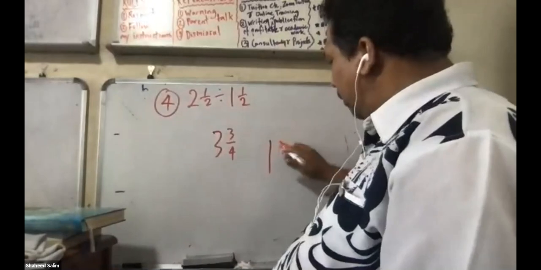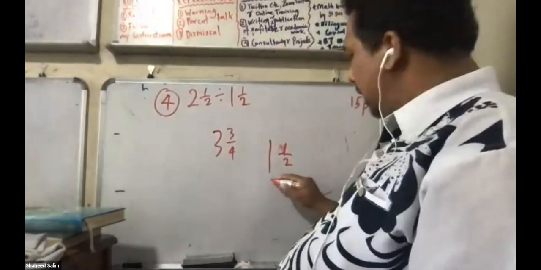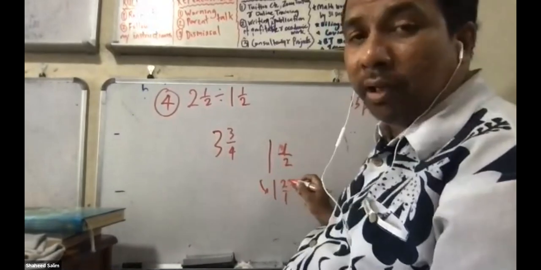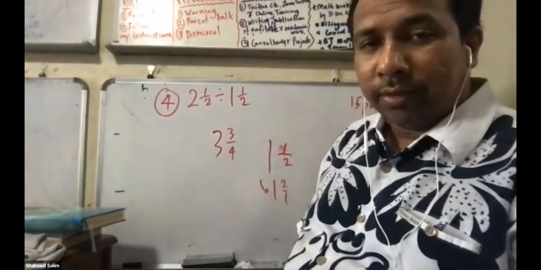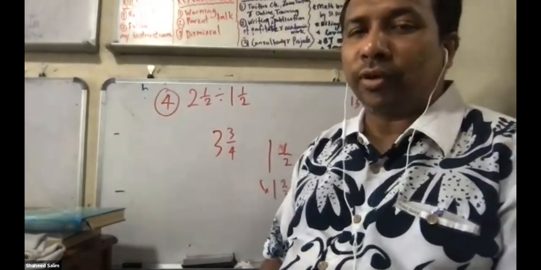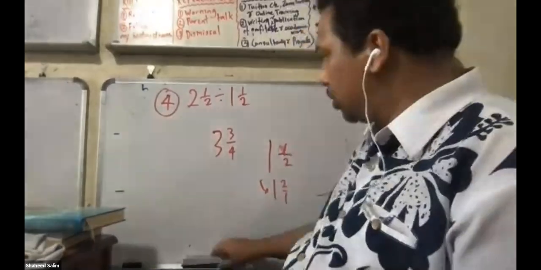One, 2. You change now. You flip. You take 1, 2, 1. Cannot. It must be changed to improper fraction. Did you change to improper fraction? No, you must change to improper fraction first. Then you flip. Okay, come. Let me show you now.